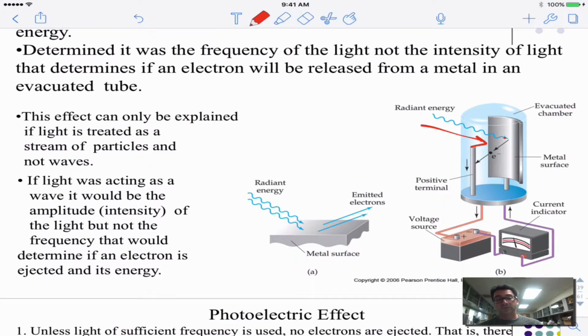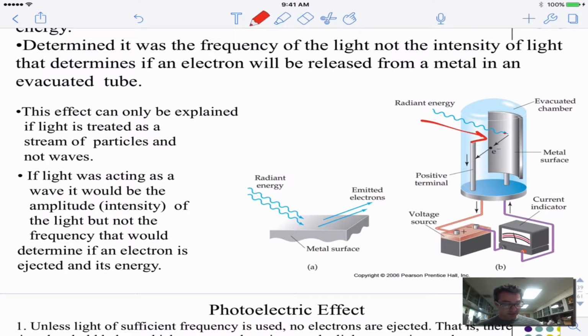If light was below the frequency, which you call the threshold frequency, then no electrons would come off. And so he could change the intensity of the light, the amplitude, and what he would see is that unless it had a certain frequency, the electrons would never come off. So when I look at this over here, this is sort of a summary of what I just said. You can only explain this effect if you treat light as if it's a stream of particles.